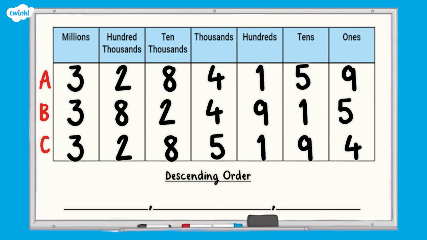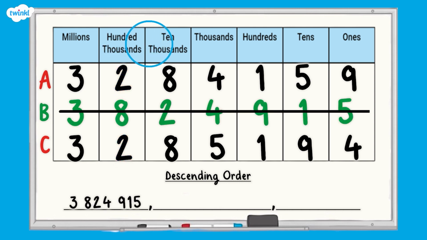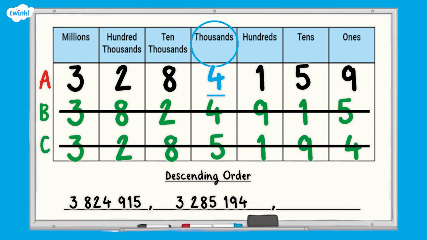When we compare the digits in the millions column, all three numbers have 3 million. So we need to look at the hundred thousands column. A and C both have 200,000s and B has 800,000s. So B is the greatest number. Now we need to compare the 10,000s in the remaining numbers. Both A and C have 8 10,000s, so we need to look at the thousands column. A has a 4 in the thousands column, and C has a 5 in the thousands column, so C is the greatest number. Finally, we can write A as the smallest number.